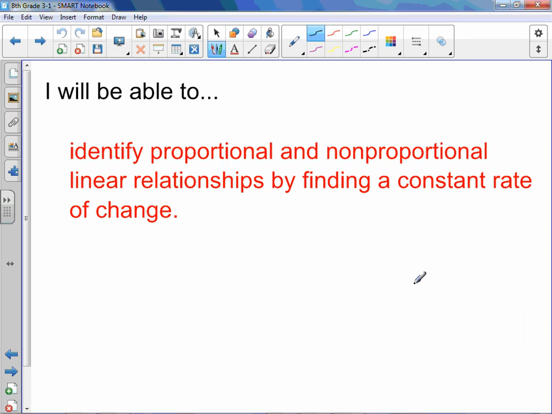Chapter 3, Lesson 1, Constant Rate of Change. You will be able to identify proportional and non-proportional linear relationships by finding a constant rate of change.